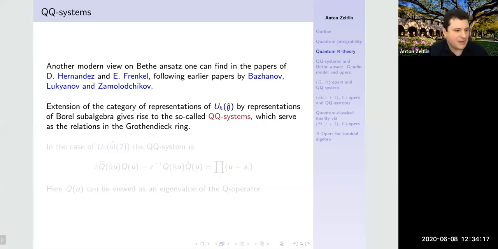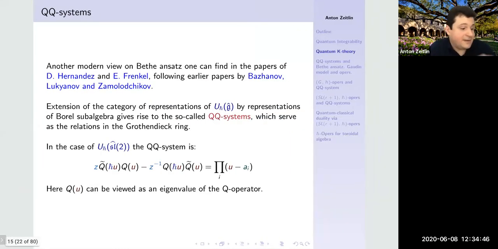So what you look at, instead of taking the representations of the full quantum algebra, you're looking at the representations of the Borels, because remember, we are taking the trace of the R matrix, and the R matrix belongs to B plus cross B minus, where the B's are the Borels, right? So you can, in principle, consider representations of the Borel subalgebra, taking traces there. What does it lead to? It leads to the fact that there are two such representations corresponding to the Q operator and, if you like, its dual. So you have an operator Q and operator Q tilde, and they satisfy the equations of the QQ system.